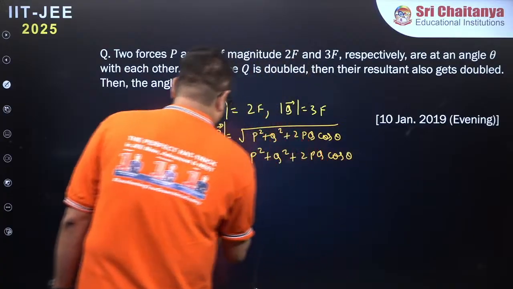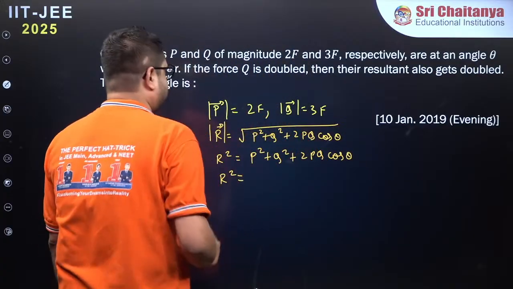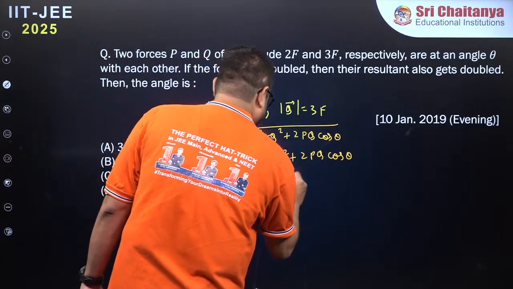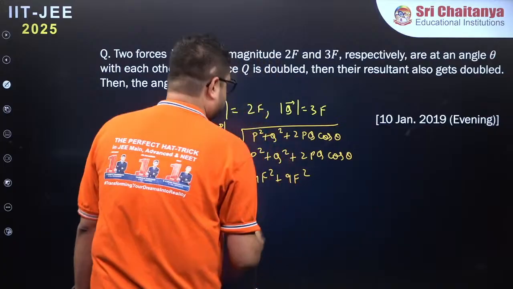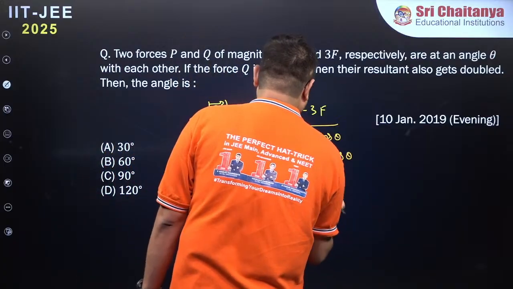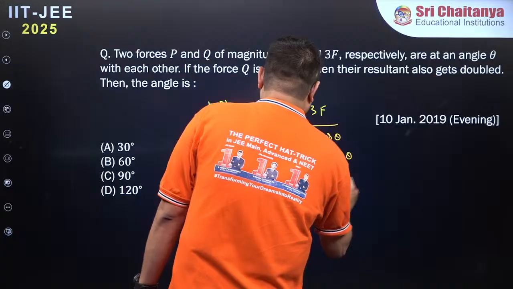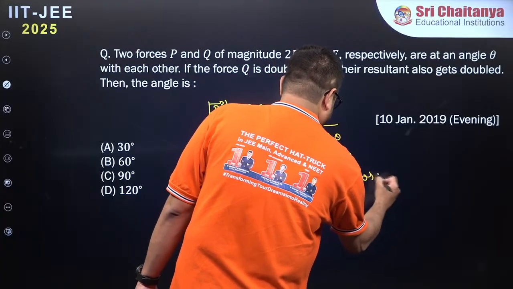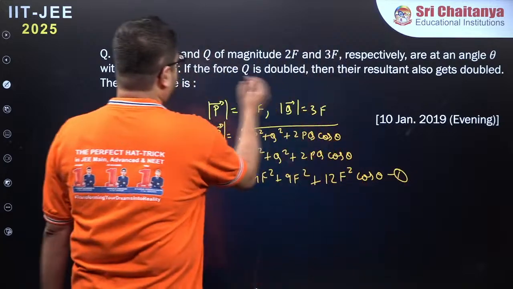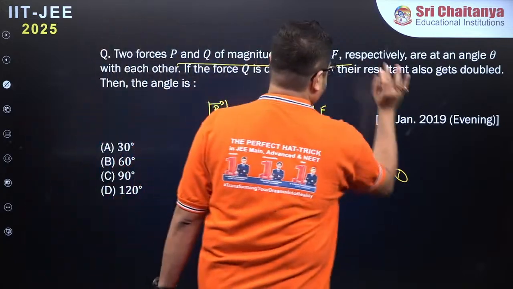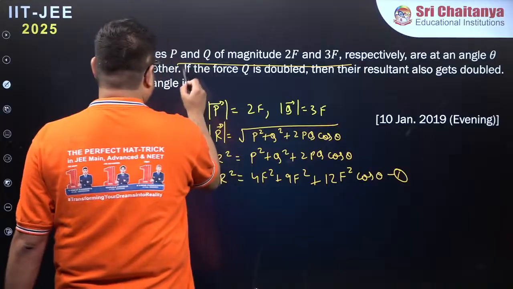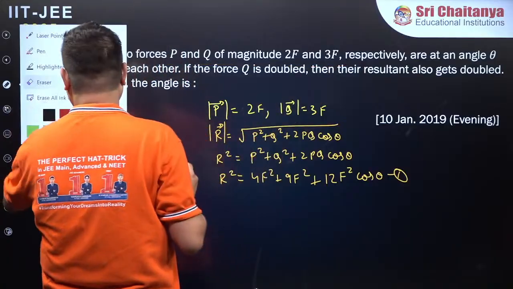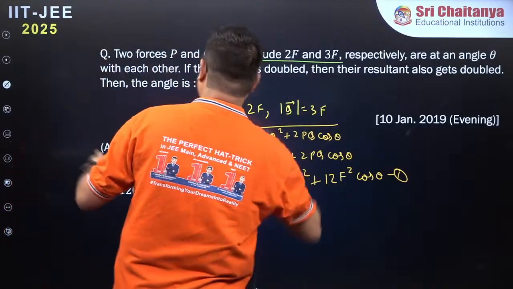So R square is going to be equivalent to, what is the value of P? You will be getting it as 4f square plus 9f square, plus 2 into 2f into 3f, that means 2 into 2 is 4, 3 is 12, so 12f square cosine of theta. I will be getting this as equation 1 based upon the first condition. The first condition was given. Everyone, just try to pay attention. They have just given you the values.